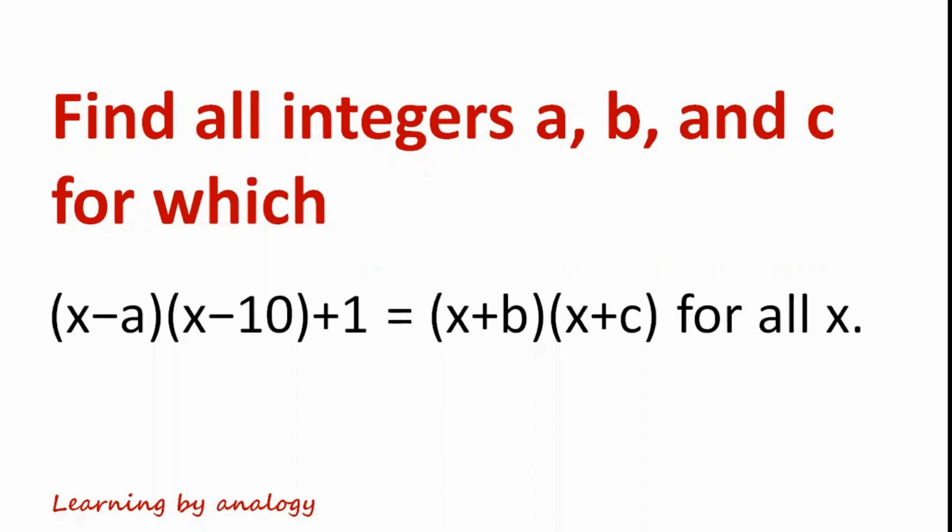Find all integers a, b, and c, for which (x - a)(x - 10) + 1 = (x + b)(x + c) for x.